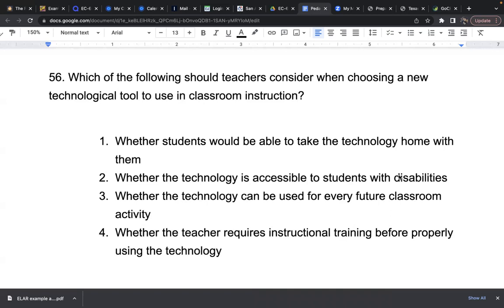Whether the teacher requires instructional training before properly using a technology. So you think that would make you not choose a new resource because you had to have instructional training? This is about what you should consider when you're choosing a new instructional tool that you'll use in the classroom. I think it's a given. Most things require instructional training, right? Most new tools do. For the students, there's a learning curve with every new tool.